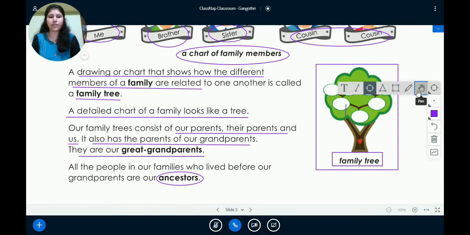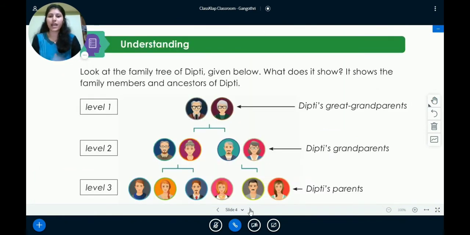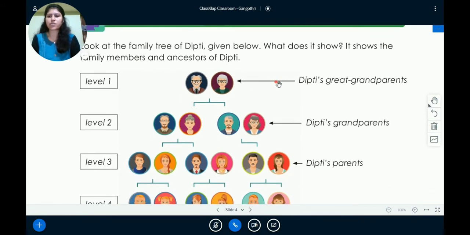Alright, so now we'll just move further and let us understand about Deepti's family tree. Okay, so in this picture, as you can see, there are so many levels on the left hand side. Here you can see level 1, level 2, and level 3 and so on. So, first, we'll look into level 1.